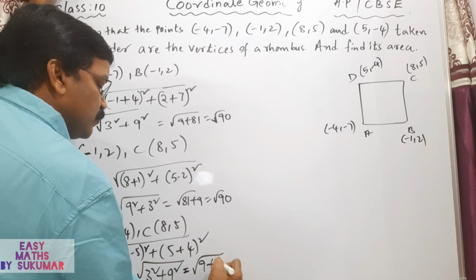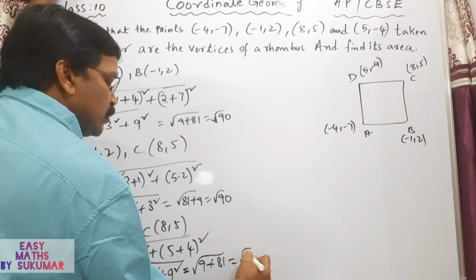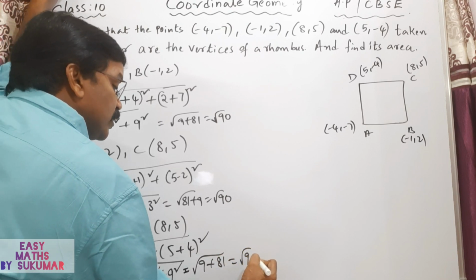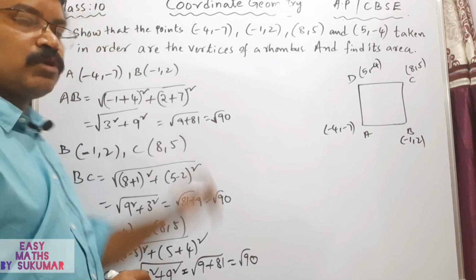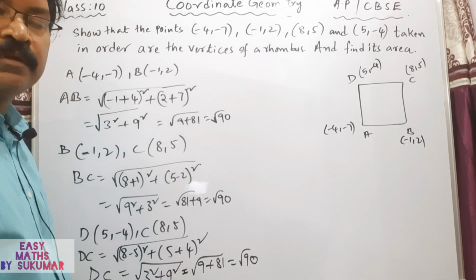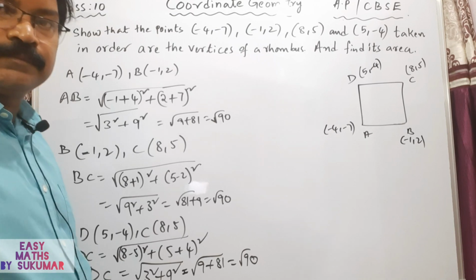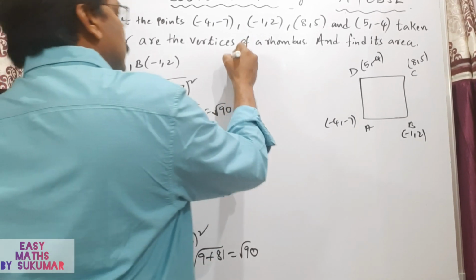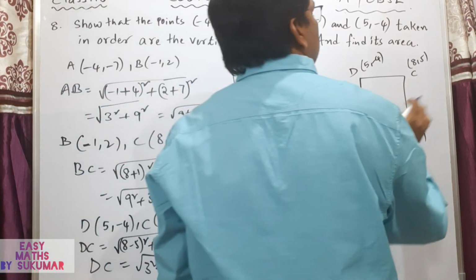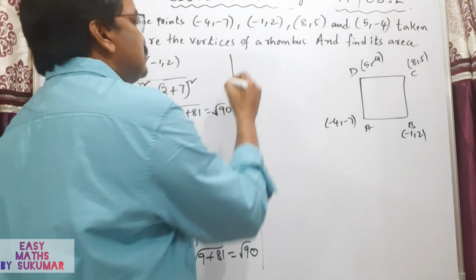9 square is 81. So this is also 81 plus 9, which is root 90. So this DC is also equal to root of 90. Can you see the board here, students? Okay. Now we already found AB, BC, CD. Now the last one is AD.